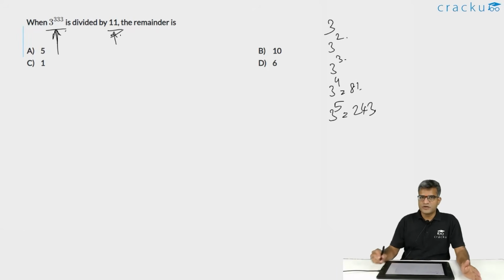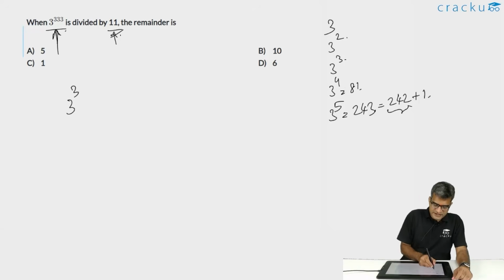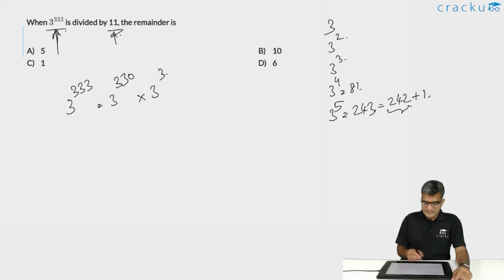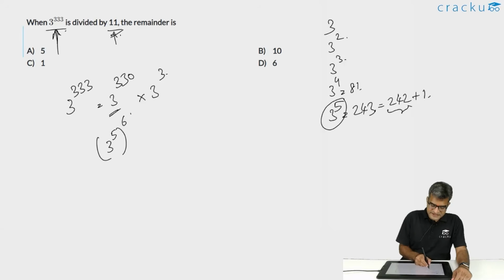You will realize that 243 is 242 plus 1, and 242 is a multiple of 11. You can calculate, I think it is 22 into 11, but this is a multiple of 11. So now we will express 3 to the power 333 as 3 to the power 330 into 3 to the power 3. The reason for that is because 3 to the power 330 can be extended from 3 to the power 5. This is basically 3 to the power 5 whole to the power 66 into 3 cube.